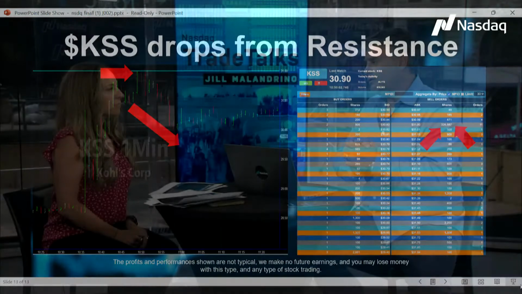Yep. And it's following the iceberg orders and those big block orders that are going to give you that game plan, when to get in and when to get out.